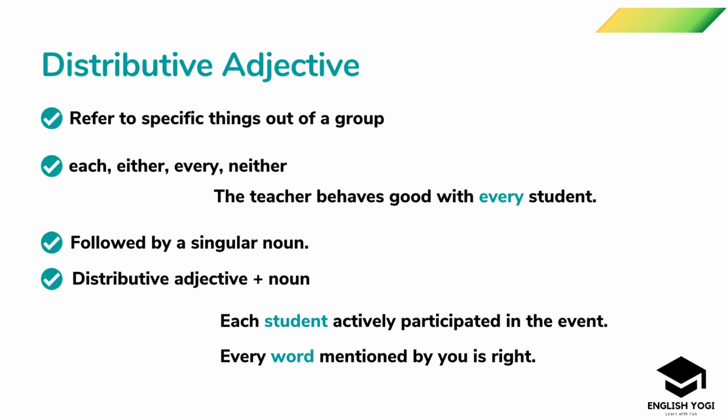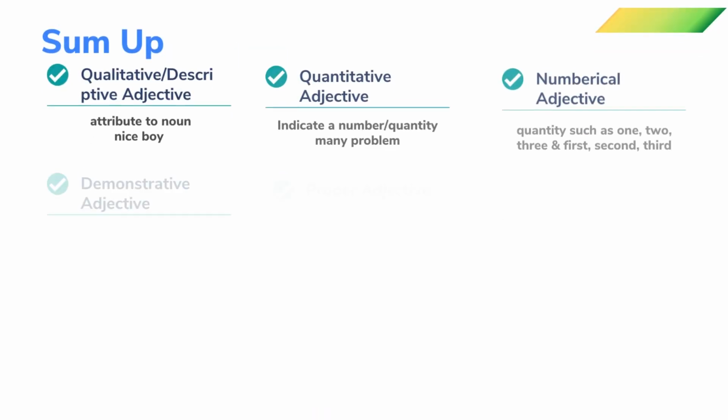First example, "each student". The word "each" is a distributive adjective. After "each" there is the noun "student", and that student is a singular noun. And in the second example, "Every word mentioned by you is correct." So "every" is a singular distributive adjective, and that's why the noun here, "word", is also singular. That is the meaning of distributive adjective.